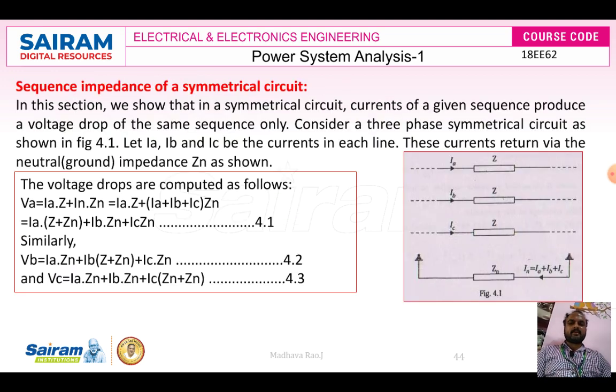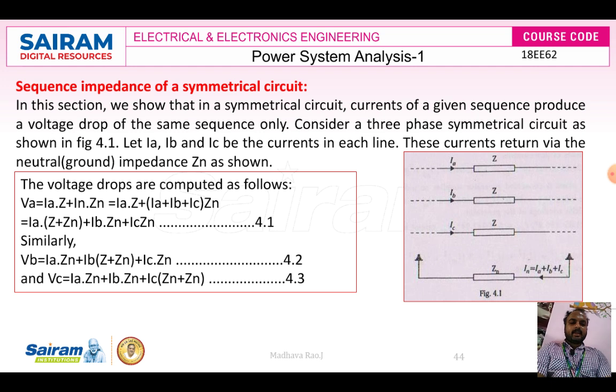Next, sequence impedance of symmetrical components. Consider the voltages VA, VB, VC. In a symmetrical circuit, the currents of a given sequence produce a voltage drop of the same sequence only. Consider a three-phase symmetrical circuit as shown in this figure.